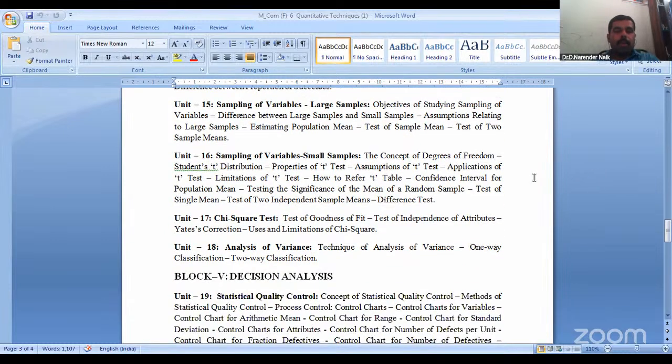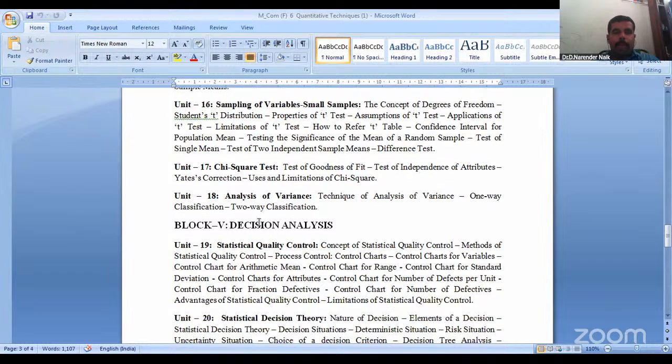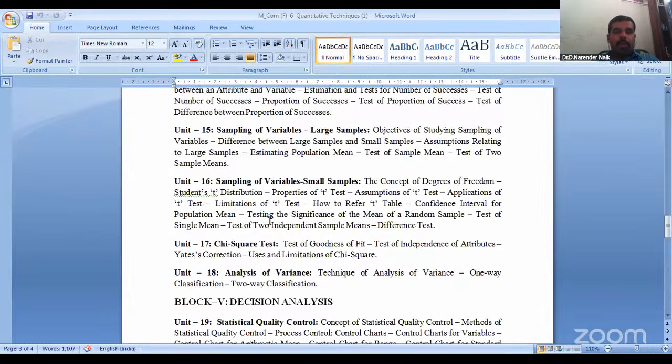The next important chapter is the chi-square test: test of goodness of fit, test of independence of attributes, its corrections, uses and limitations of chi-square. Okay, this is block number 4.